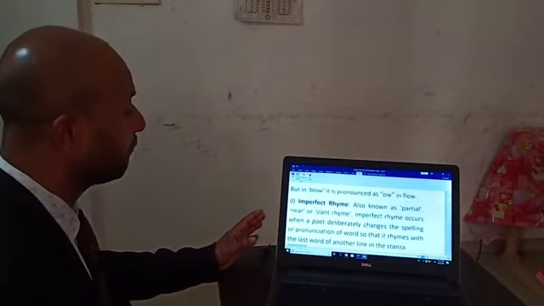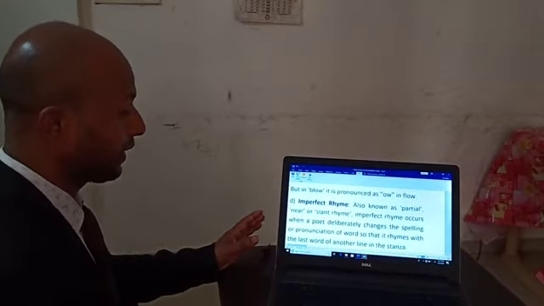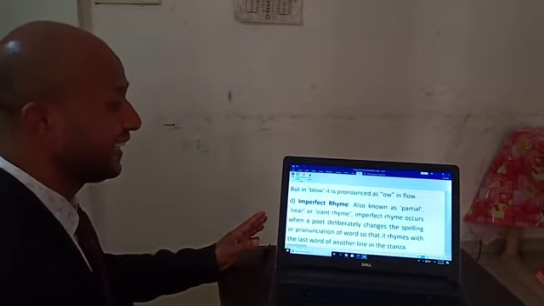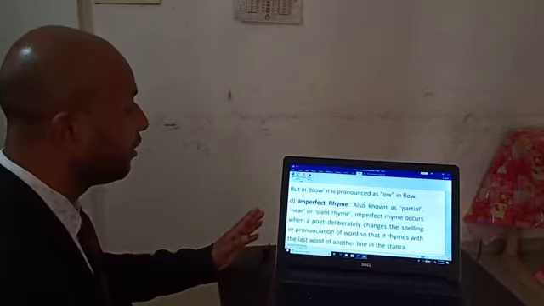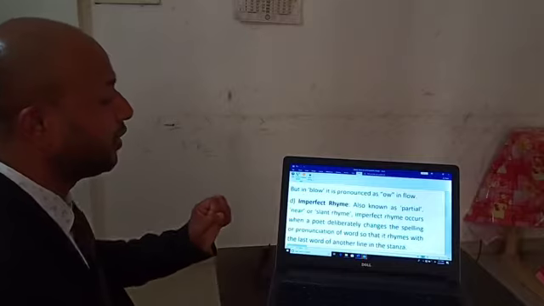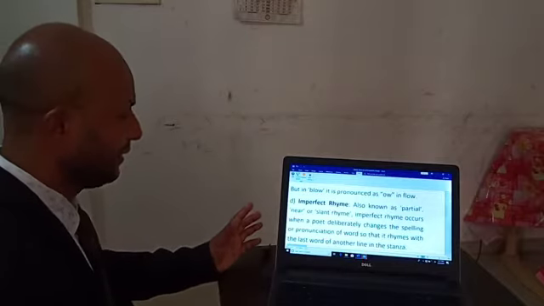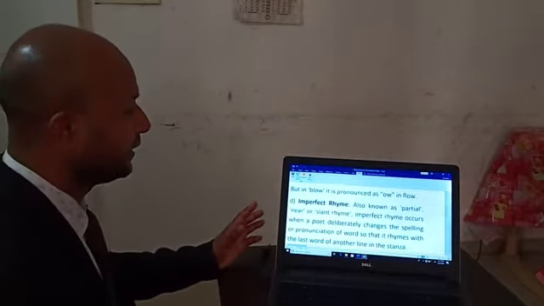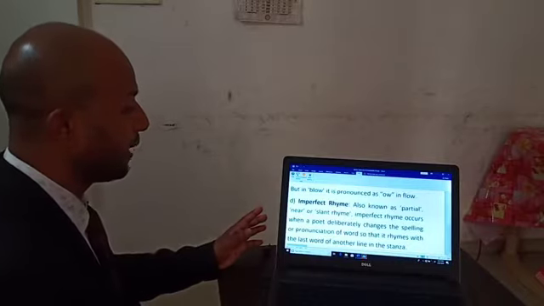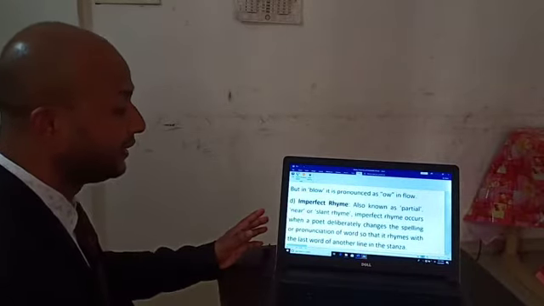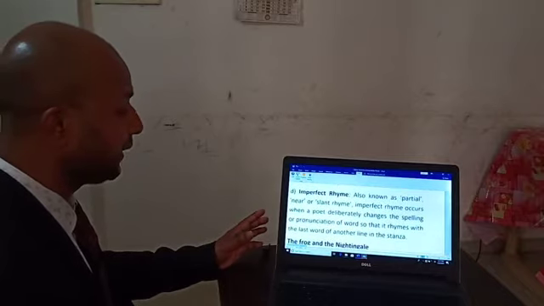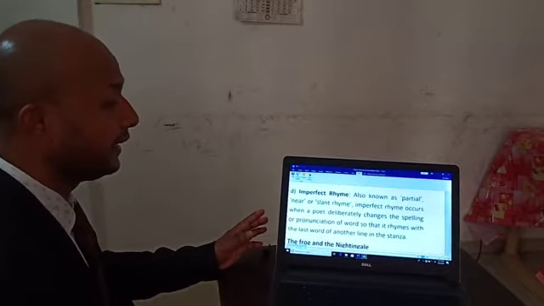Then we go to imperfect rhymes. Imperfect rhyme, also known as partial, near or slant rhyme, means not complete, half. Not full rhyme but half, partial. Imperfect rhyme occurs when a poet deliberately changes the spelling or pronunciation of a word so that it rhymes with the last word of another line in the stanza.